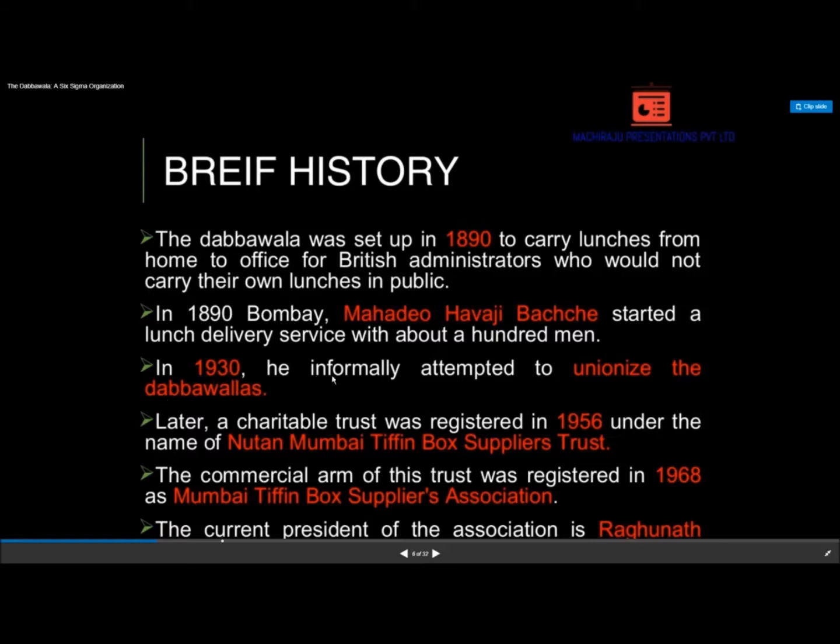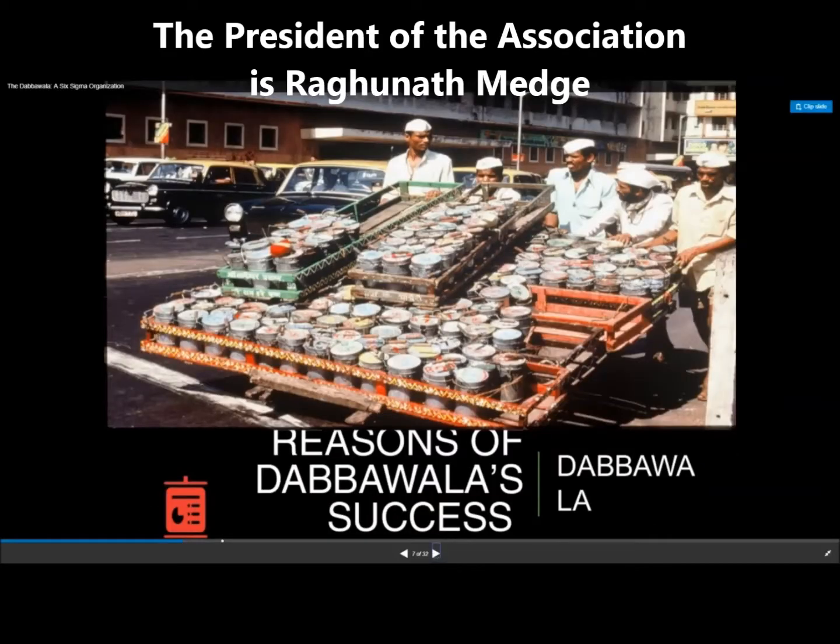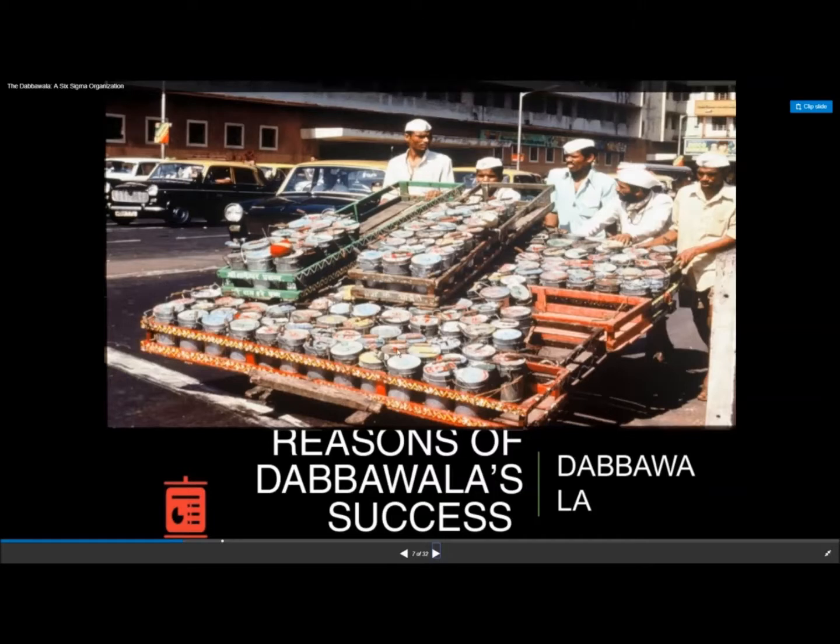In 1930, he informally attempted to unionize them. Later, a charitable trust was registered in 1956, and it was called the Nutan Mumbai Tiffin Box Suppliers Trust. The commercial arm of this trust was registered in 1968 as the Mumbai Tiffin Box Suppliers Association. So this is a bit of that evolution. The current president of the association is Raghunath something. Okay, so this is the box.